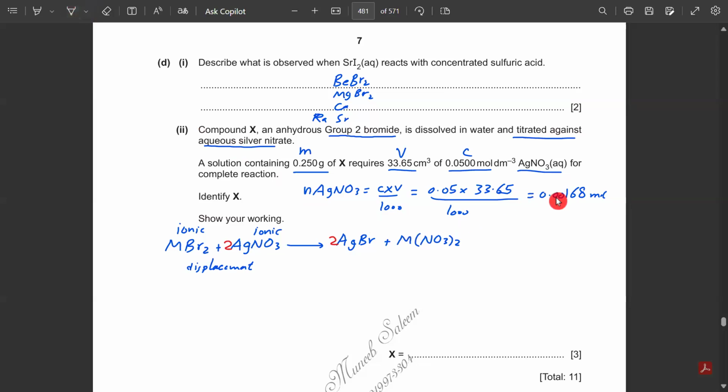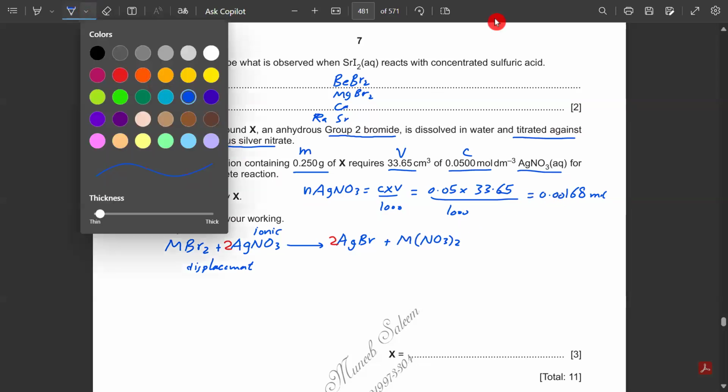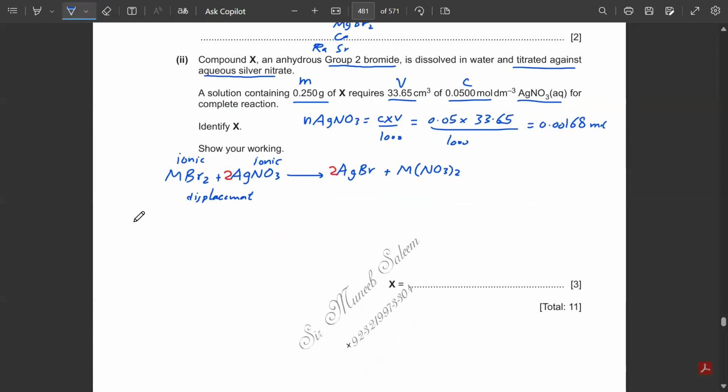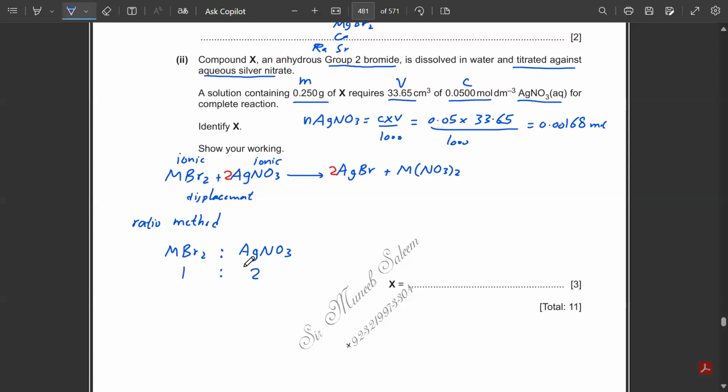Now, we have calculated the number of moles of the silver nitrate. Now we can use this information to calculate the number of moles for the X from silver nitrate, which means I will take stoichiometric values. I will use a ratio method. In the ratio method, I will compare MBr2 with the silver nitrate, AgNO3. According to the balanced equation, I have 1 mole of MBr2 and 2 moles of AgNO3. Now, according to the values which I have calculated for AgNO3, it is 0.00168, and for the metal bromide, it will become X.